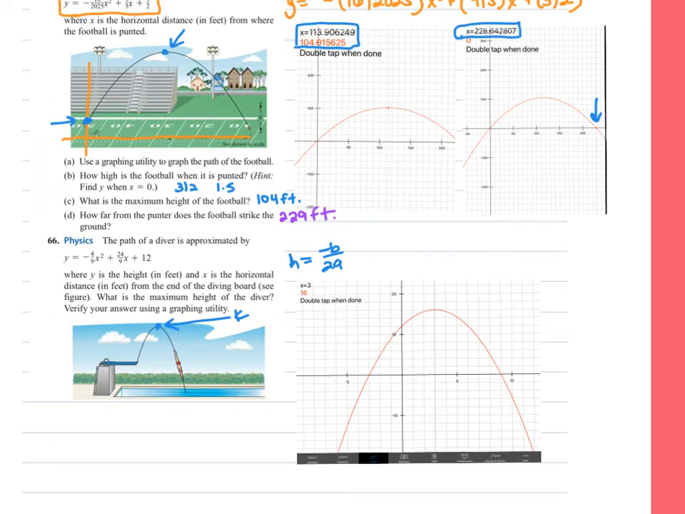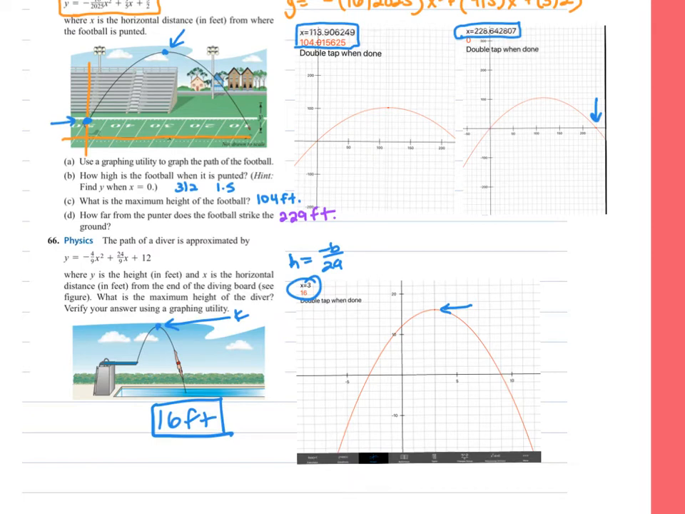On this one, I didn't have to zoom out quite so much like on the first one. My window here is just negative 10 to 10, and I want to know the maximum height of the diver. Maximum height is going to be the k value here. My coordinate point there is (3, 16), which tells you that the maximum height of the diver is 16 feet.